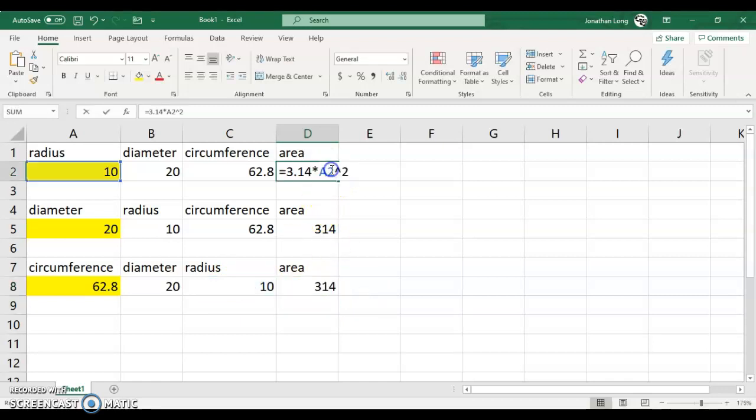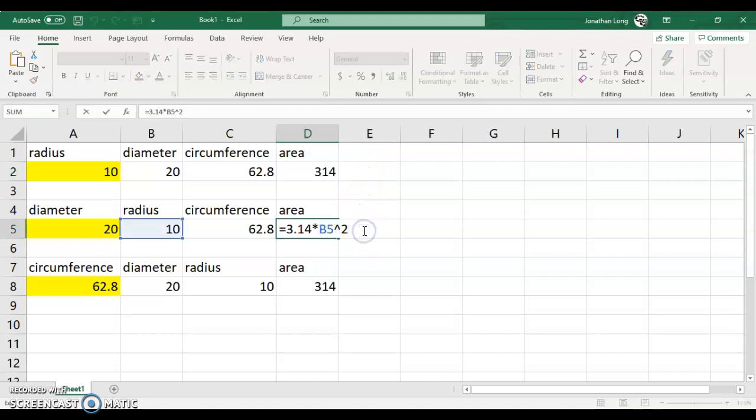So let me just pause real quick. Here's the first formula. Equals 3.14 times A2 to the second power, which is Shift 6. And again, you can pause if you need it. Here's the second formula. Equals 3.14 times B5, Shift 6 to the second power. And here's the third formula. 3.14 times C8 to the second power.